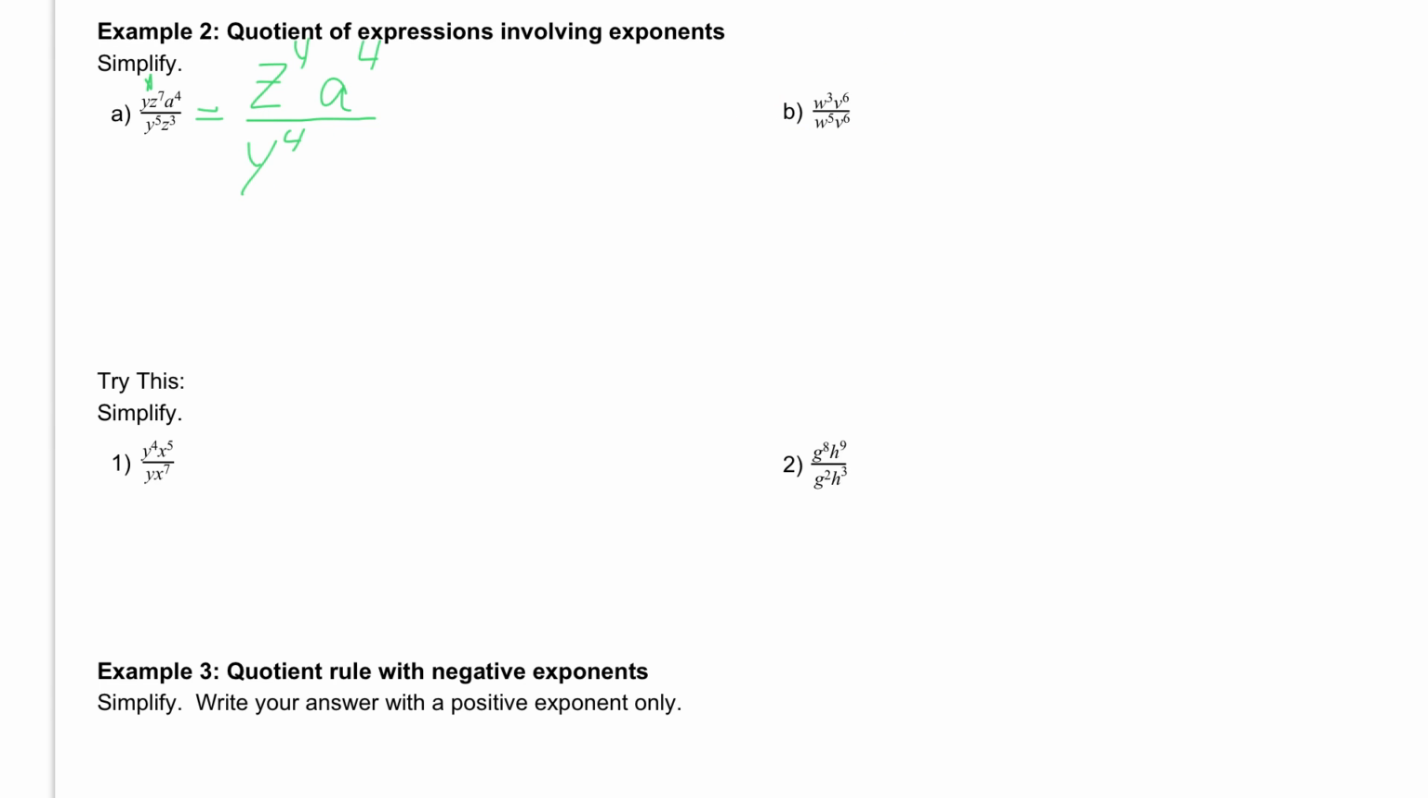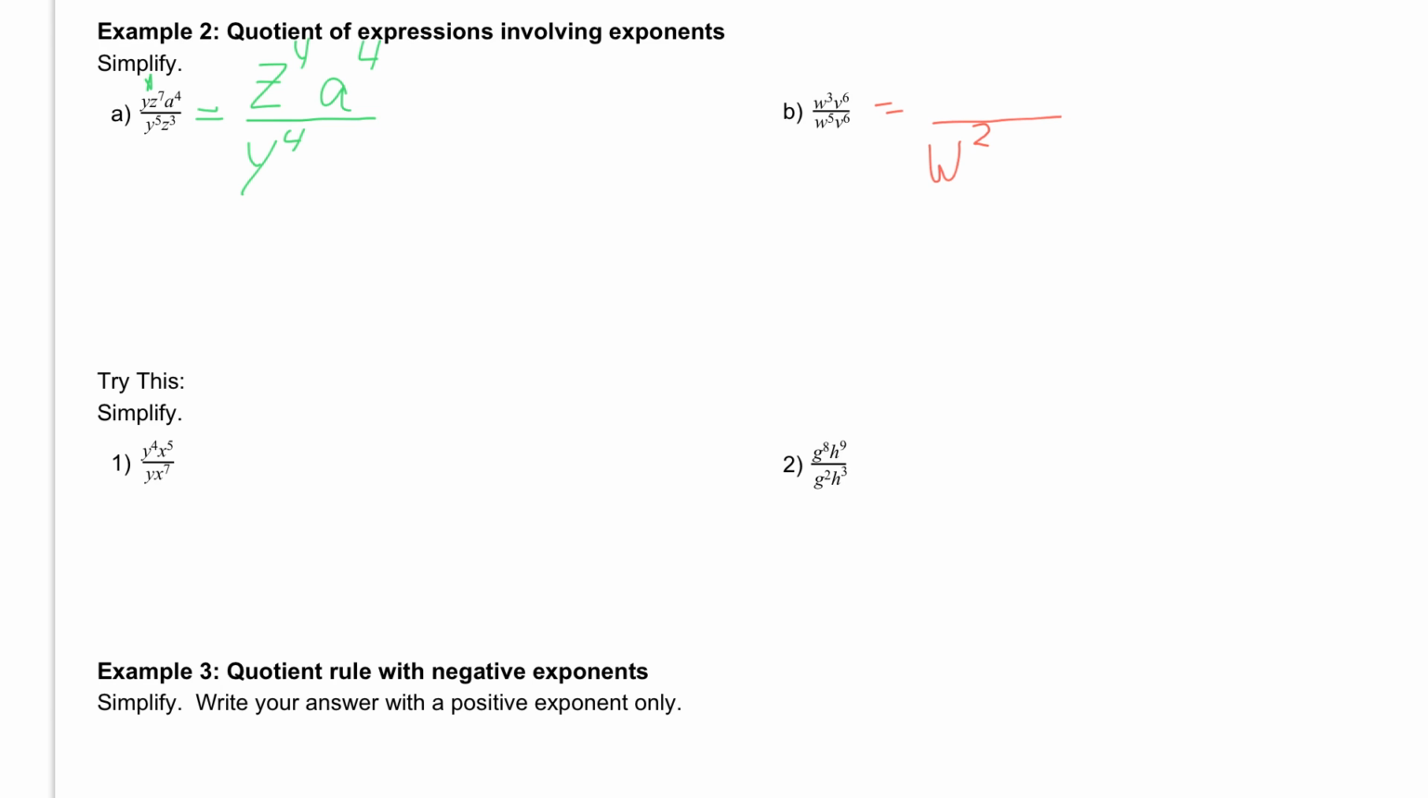Let's do another one in letter B. So once again, I'm going to start with my fraction bar, and I'm going to take a look at each separate variable. My w's, I have a w to the 3rd on the top, and I have a w to the 5th on the bottom. Looking at 5 versus 3, this 5 is bigger than the 3, so my w's will end up on the bottom in the denominator. And to figure out how many, I'm going to subtract 5 minus 3, which would give me 2. So this is w to the 2nd.